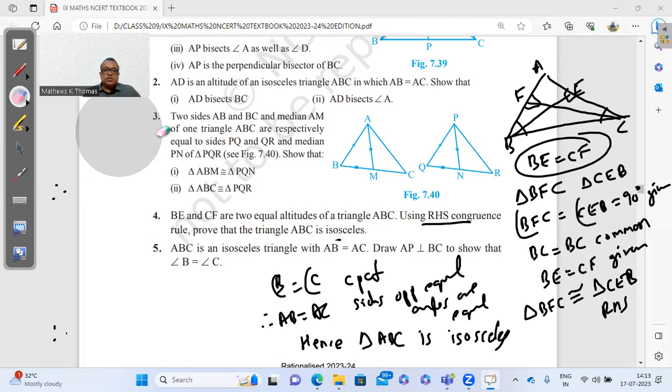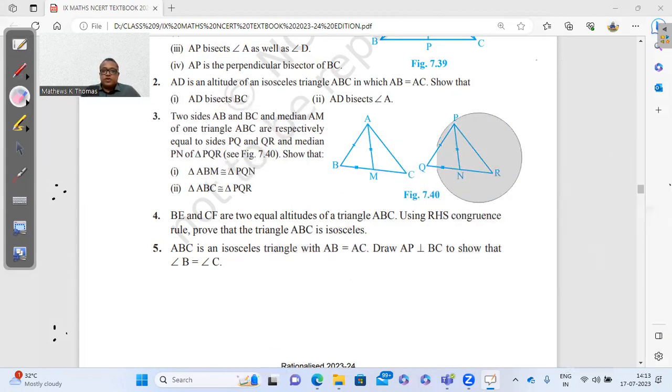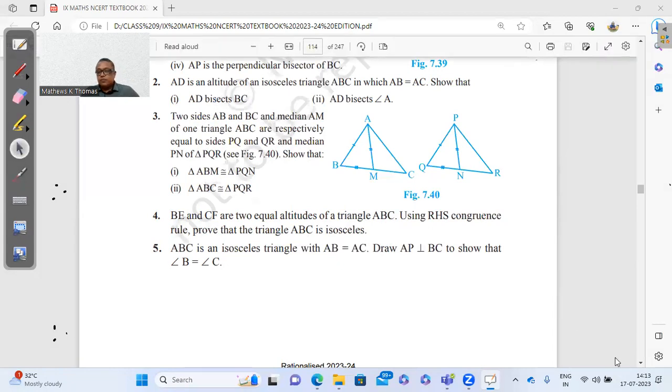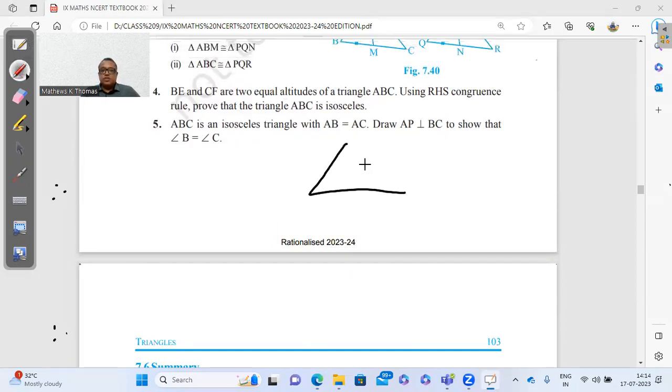Now the last question is left. That is question number 5. Question number 5 says ABC is an isosceles triangle in which AB equal to AC. AP is the perpendicular to BC, so this is 90 degrees. Show that angle B equal to C. We have to prove these two. Angle B and C are equal, right?